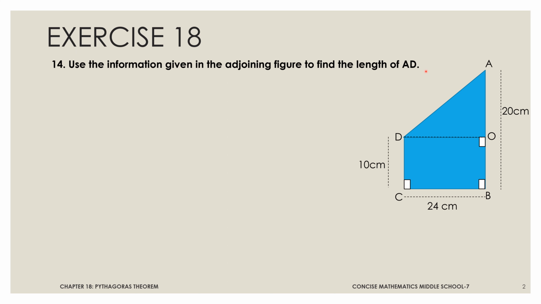This is the diagram given by them and they are asking us to find the length of AD, A to D. That is this triangle. Sorry, this hypotenuse, not of this triangle. From this triangle, we have to find out this length, this hypotenuse length.